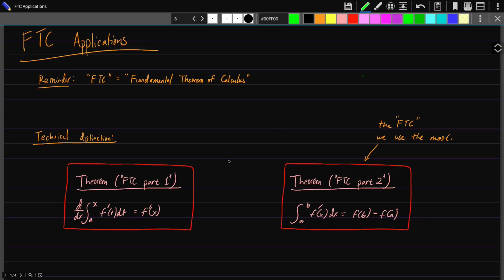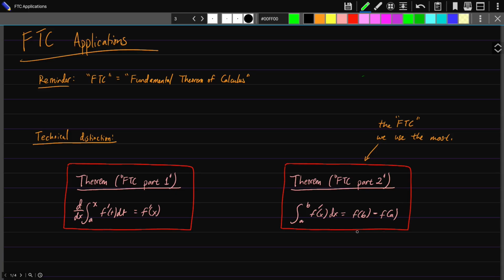So, as I mentioned briefly, the FTC actually has two parts. The first part of the FTC says that the derivative of an integral is equal to the integrand. The second part of the FTC says that the integral of a derivative is equal to the difference between an antiderivative for that derivative evaluated at the two endpoints of the integral.